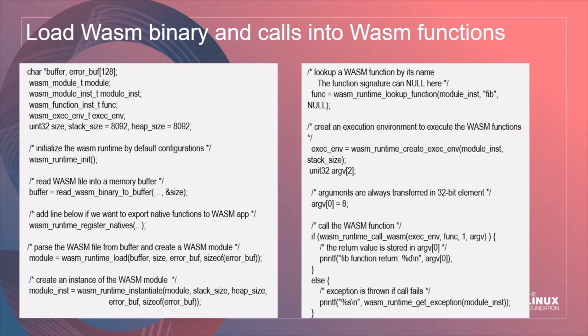So then you can create an execution environment by defining something like a stack size. Then you will call wasm_runtime_call_wasm on the target function. The parameters will be the execution environment, the function handle, and the parameters you want to pass into the WASM function, which is an array. If the function fails, you will be able to get the failure by calling wasm_runtime_get_exception.